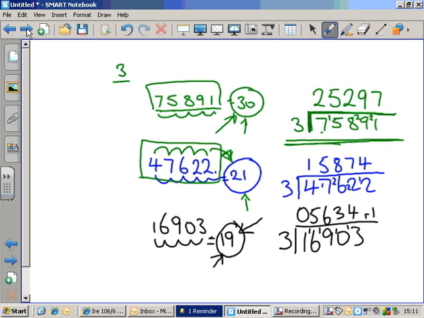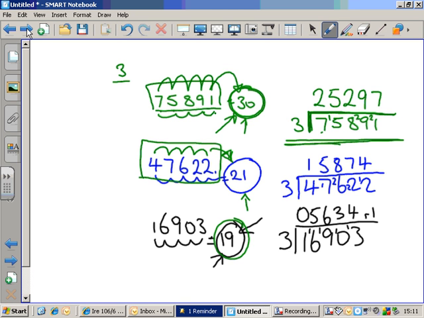It is something about numbers that are in the 3 times table that when you add all the digits together, the total is in the 3 times table itself. So if the sum of the digits is in the 3 times table, the number will be. If the sum of the digits is not in the 3 times table, the number will not be. That's the rule for the 3s.